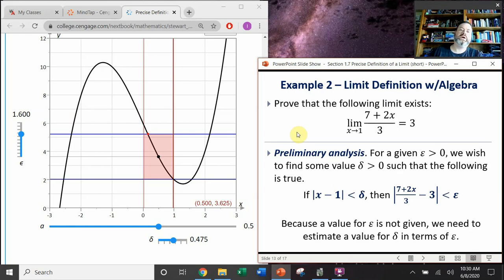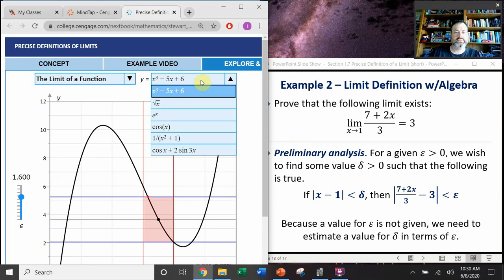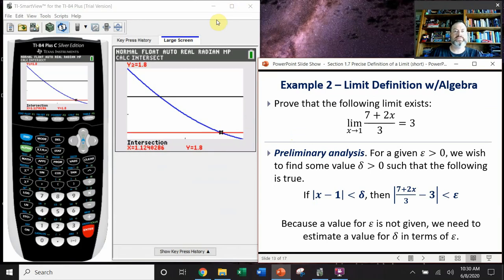Okay, so the problem we're going to do is prove that the following limit exists.